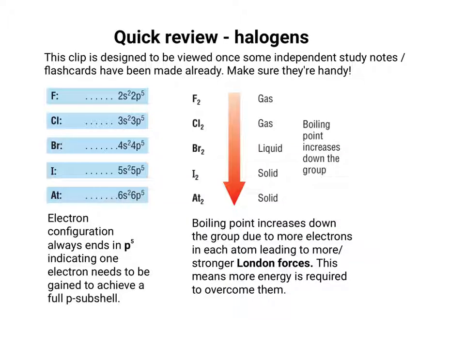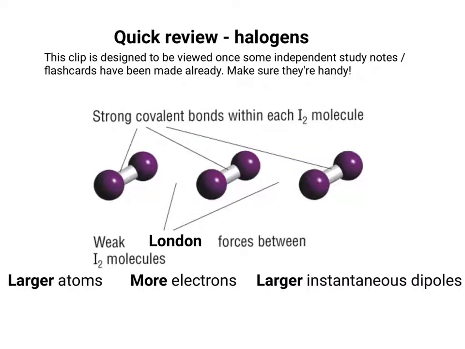The boiling point also increases as you go down the group. What's happening here is there's more electrons in each atom, as you can see from the electron configuration, so therefore you get more and stronger London forces, meaning more energy is required to overcome these. So although the individual London forces tend to be weak as a general rule, the larger the atoms, the more the electrons, so therefore the larger the instantaneous dipoles that form, which leads to stronger London forces.